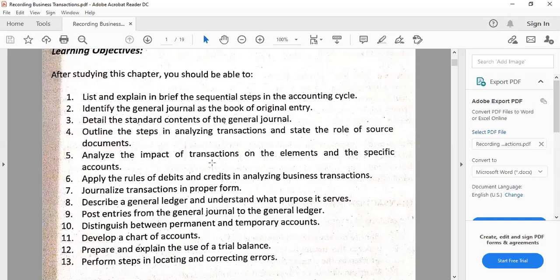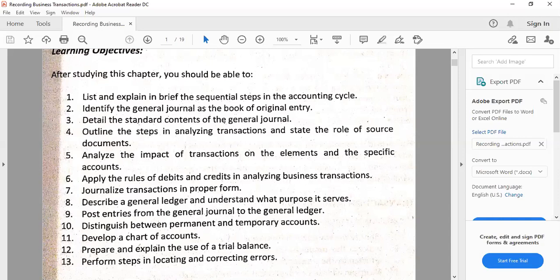Fifth is the impact of transactions, whether they increase or decrease the accounting elements from assets down to expenses, as well as the specific accounts under each element. Remember, in the previous chapter, there are lists of account titles under each accounting element. For example, under assets, we have cash, accounts receivable, petty cash fund, inventory, supplies, and many more, including prepaid expenses. We have to know those account titles because we will be using them in recording the business transactions.